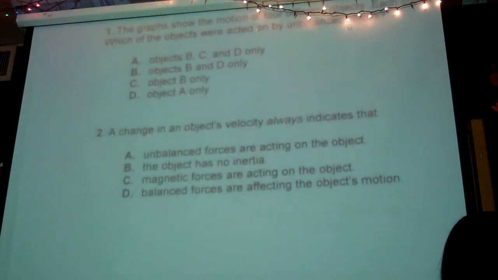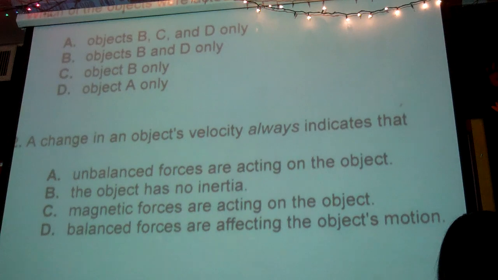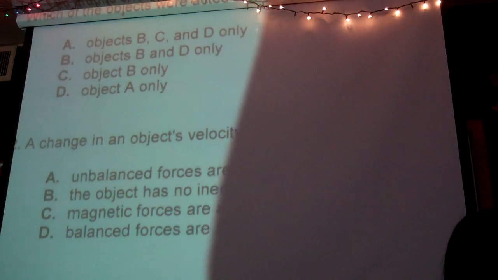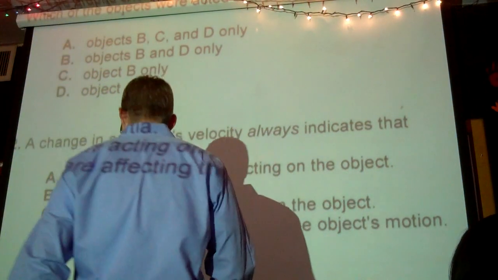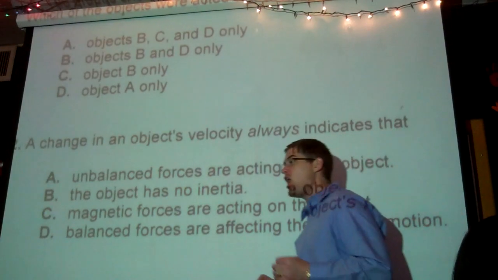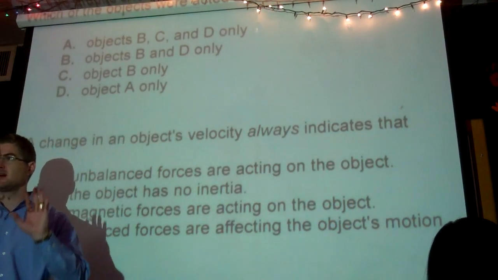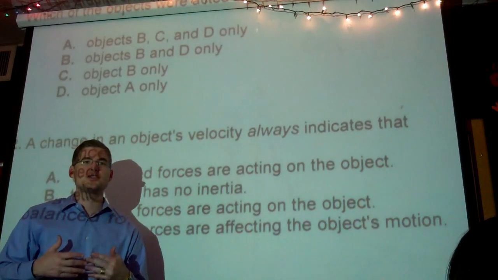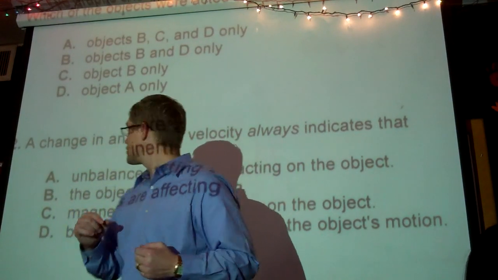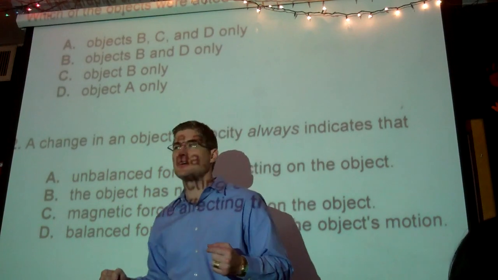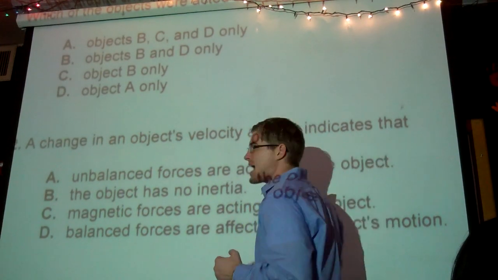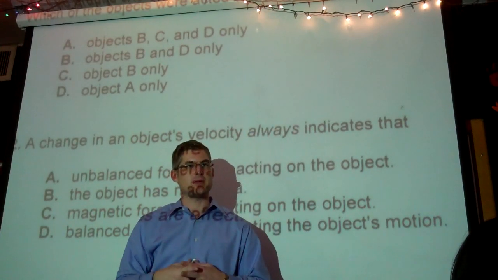Okay, let's take a look at number 2. Again, I want you to answer this in your head, not out loud. We don't want to make those around you stop thinking. The question says, a change in an object's velocity always indicates what? Now stop. I don't want you looking at the answer choices before you thought of something in your head. So answer this without any answer choices. A change in an object's velocity always indicates that. Finish the sentence. Somebody tell me.